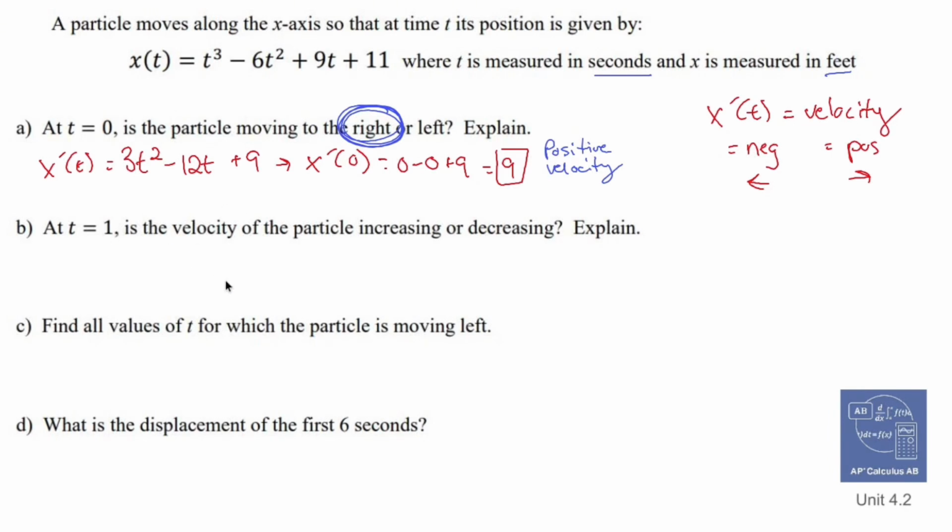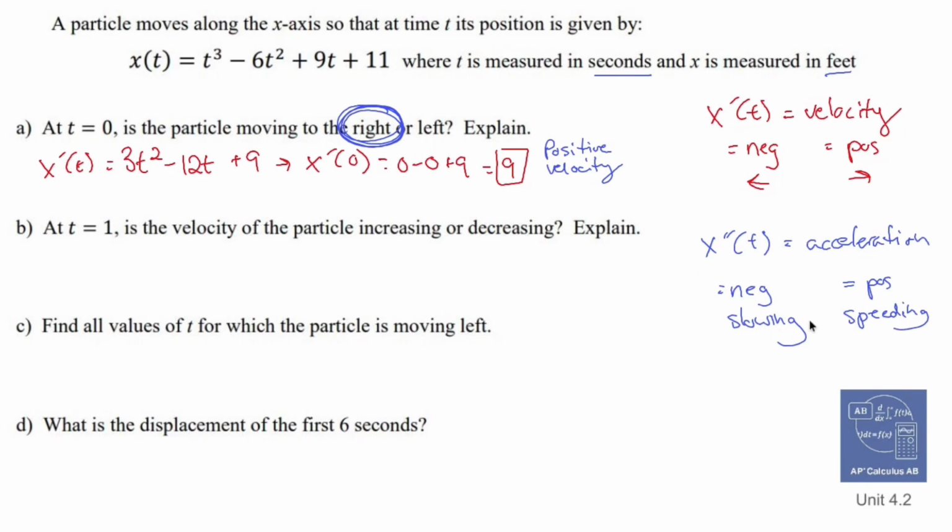At t equals 1, is the velocity of the particle increasing or decreasing? Now this is very similar to what we just did, because if I were to take the derivative again, that would give us acceleration. Acceleration is you speeding up or slowing down. If at this point, 1, I get something negative, that means at the moment I'm slowing down. If I get something positive, that means I'm speeding up at that moment.